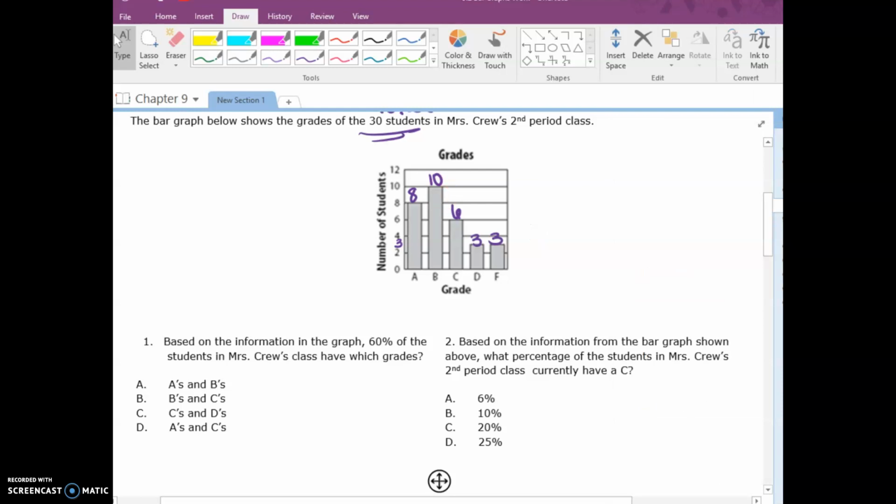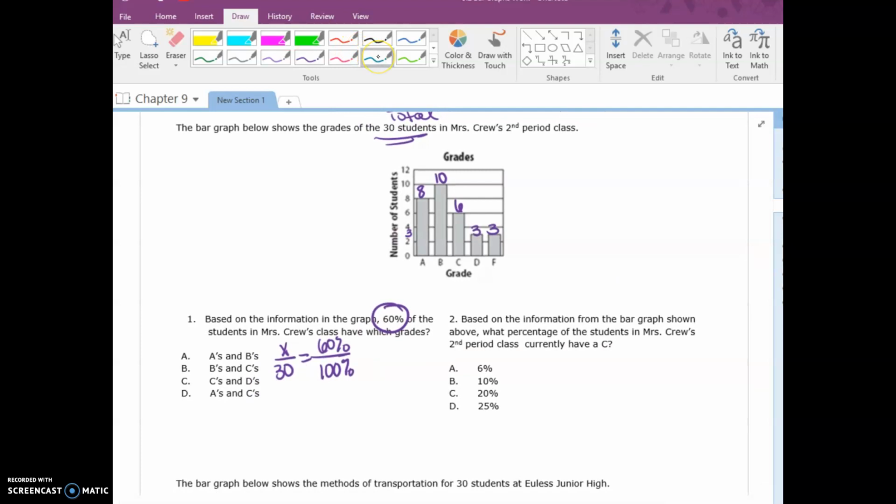Based on the information in the graph, 60% of the students in Mrs. Crew's class have which grades? So here's 60%. I know I can set up a percent proportion. So I have x over 30, because 30 was above my bar graph information, equals 60% over 100%. Now I want to go ahead and use the decimal form again just to show you once again how to do that. So that would be 0.60. So I would do 0.60 times 30.